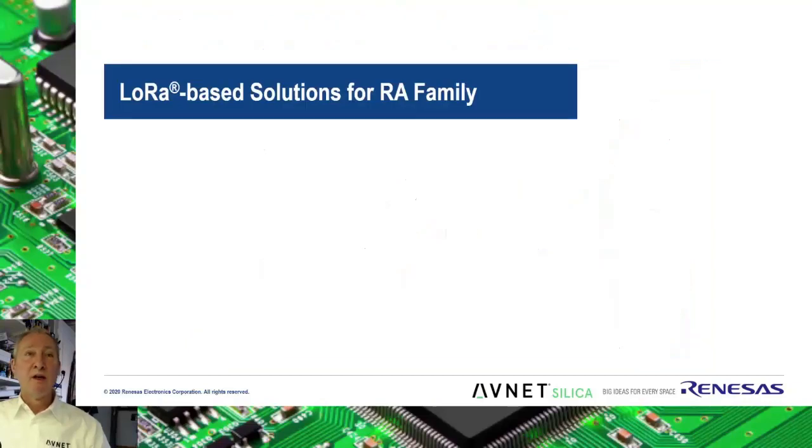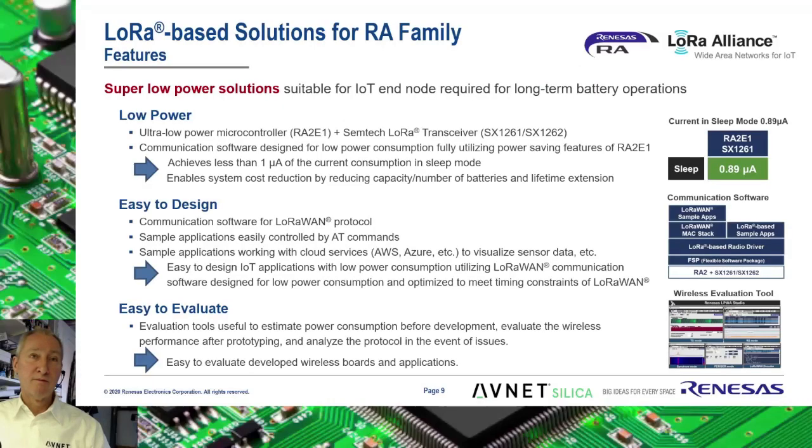Now detailing Renesas' offering that targets the RA microcontroller family. The Renesas offering is based on 3 pillars. Low power. To control the LoRa transceiver, it is essential to have a very low power microcontroller to make a usable solution that can operate for several years on a small battery. The RA2E1 is such a low power microcontroller, using less than 1 microamp in sleep mode.